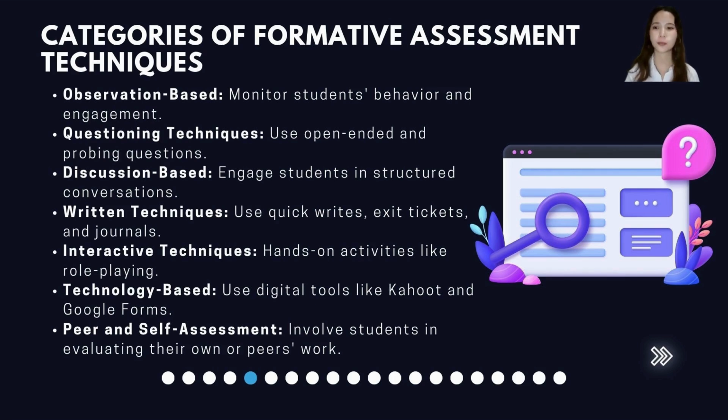And the last one is peer and self-assessment. Sometimes we check our own work or a friend's work using a checklist or a rubric. So that helps us think critically about how well we are doing.